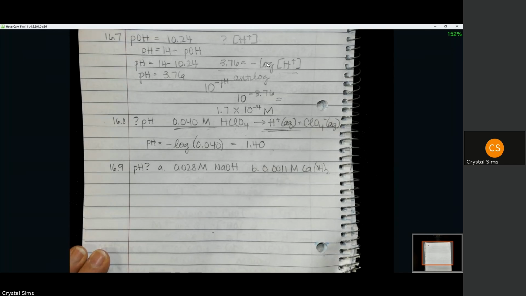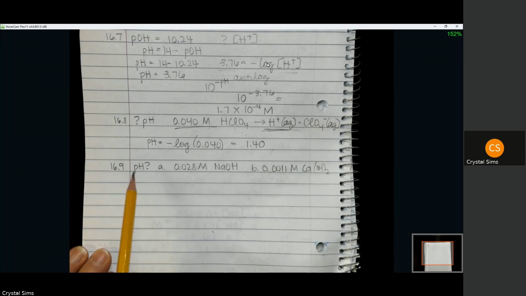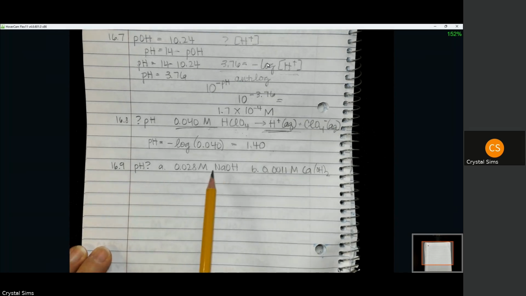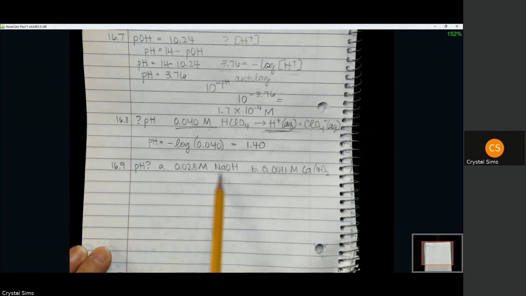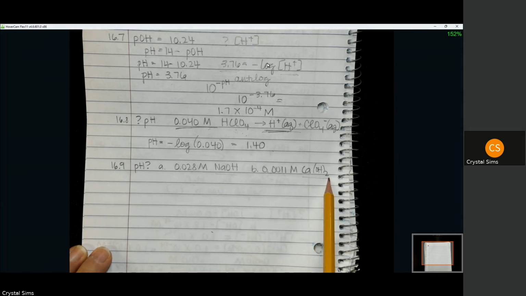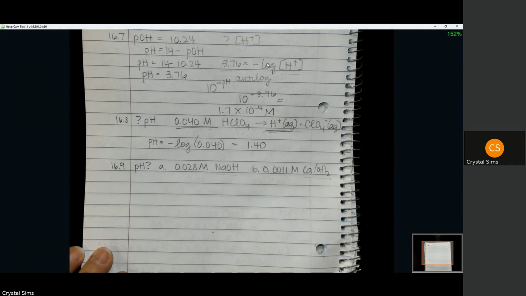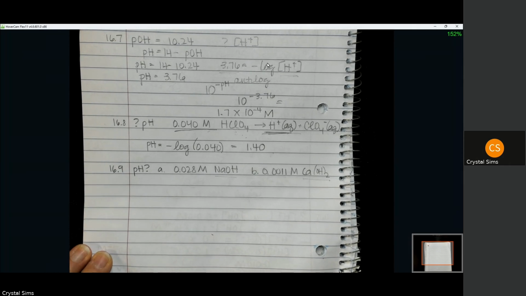So 16.9 asks us kind of the same question. The pH of 2 different bases here. We have sodium hydroxide and calcium hydroxide, and we're asked to determine the pH.